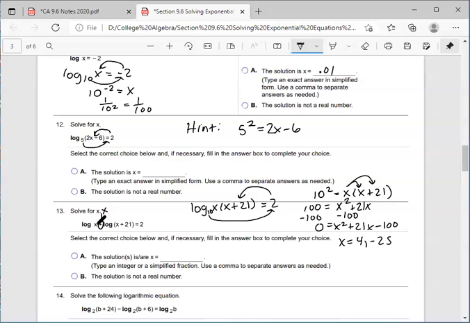I do have a log of x, and so 4 works. If I plug 4 into this, 4 plus 21 is 25. That's positive. That's going to be fine. But if I plug negative 25 into either one of these x's, it's going to make both of those negative. It can't happen. So the only one that's correct is 4. This one doesn't work here. You can't have a log of a negative number.